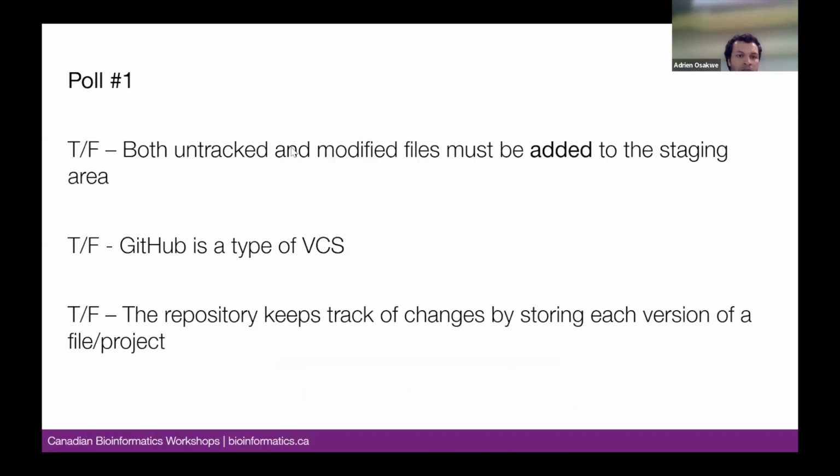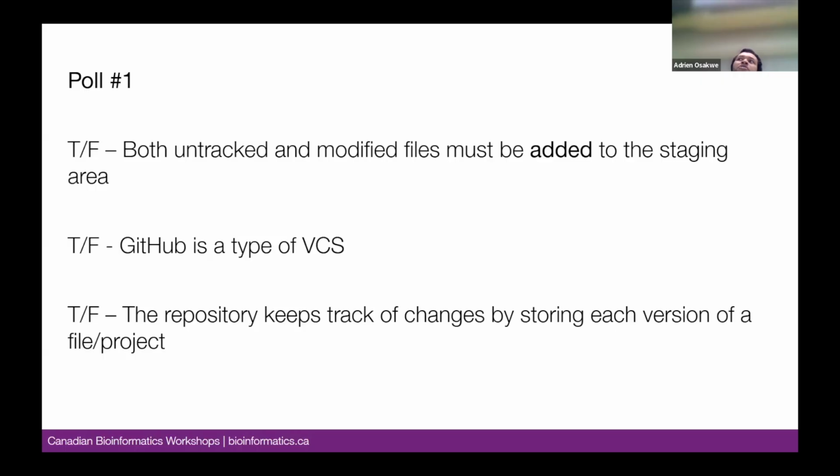Okay, we'll go with a quick poll before we move on to trying out some of the features. These are just a set of true or false questions to see if you understand how things are working. In the first case, both untracked and modified files must be added to the staging area before commit. Who thinks this is true? Anyone thinks this is false? Anyone unsure? That's also okay.